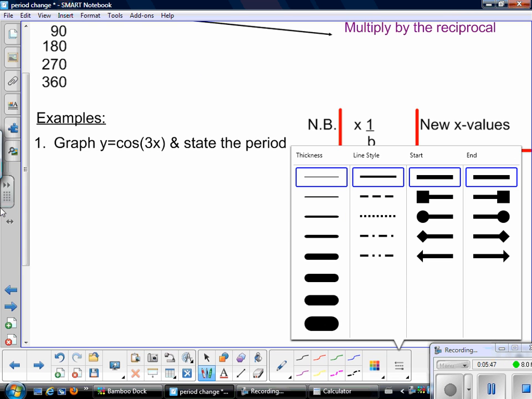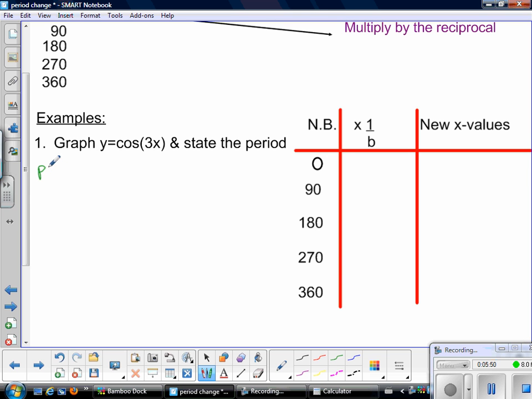If we take a look at it, we know that our period equals 360 over b. That was what I asked you to memorize. So that's the same as 360 divided by 3. And when I do that, I end up with 120 degrees. So b is greater than 1, so we know that it's a compression, and we know that a period is going to happen every 120 degrees. So in a sense, what's happening here, I can fit 3 periods in what normally I would do.